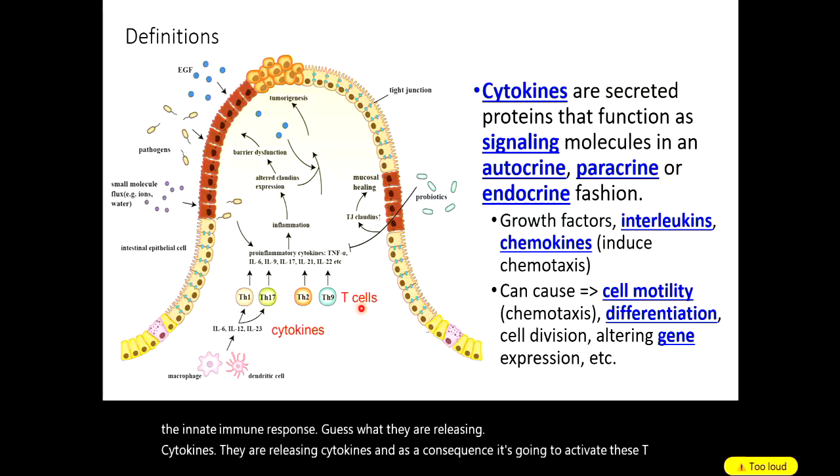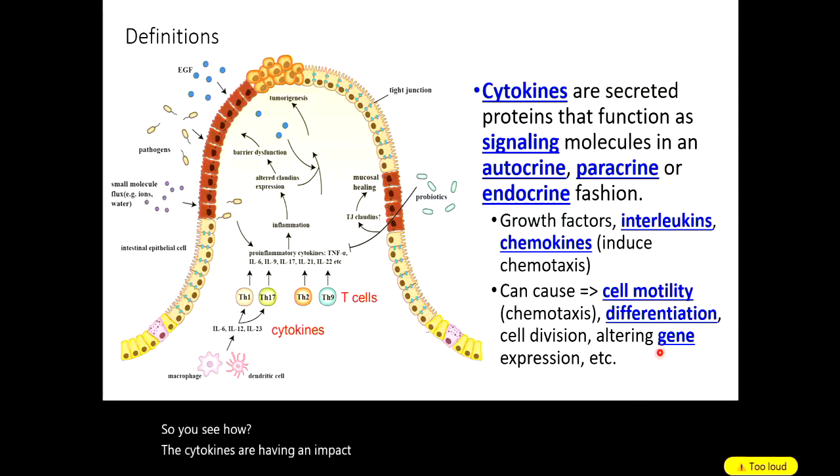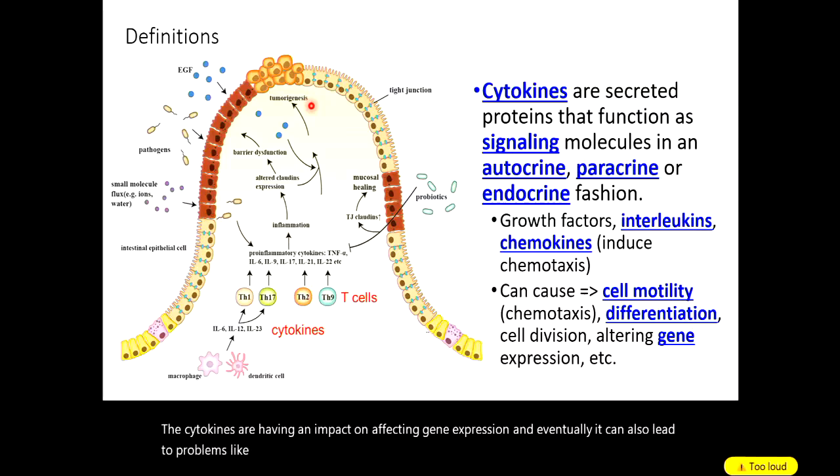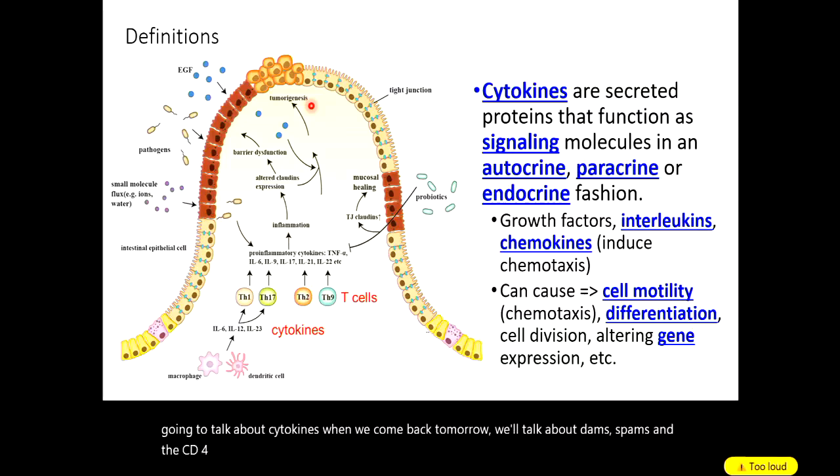And these T cells, they're going to have a further effect on affecting Claudin expression. So you see how the cytokines are having an impact on affecting gene expression, and eventually it can also lead to problems like tumorigenesis if epidermal growth factors get in. But the key here is we're going to talk about cytokines. When we come back tomorrow, we'll talk about DAMs, PAMs, and the CD4 and CD8 proteins as well.